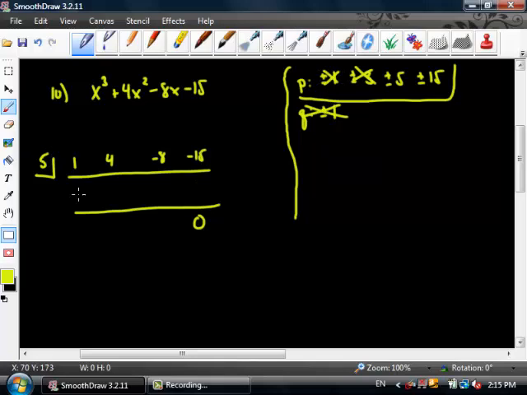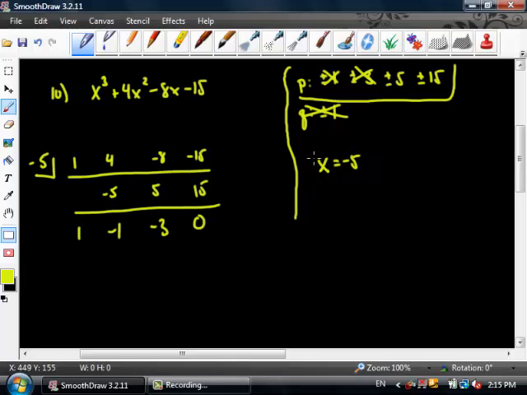Let's try 5. 1, 5, 9. No, definitely not. Negative 5: 1, negative 5, negative 1, positive 5, negative 3, positive 15. Good. Since that one worked, x equals negative 5.